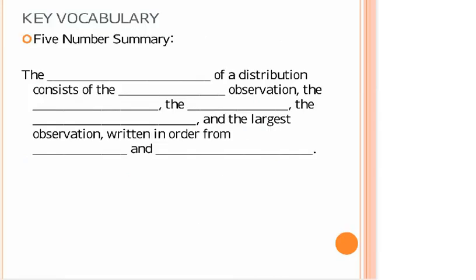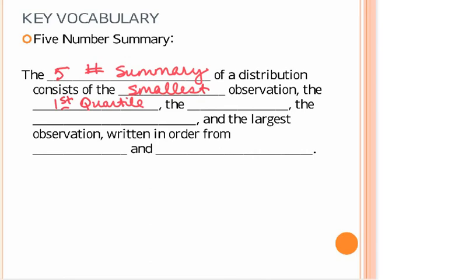All right, so we're going to talk about a 5-number summary. A 5-number summary is really nice. I'm doing it quickly because I need to eat dinner. The 5-number summary of a distribution consists of the smallest observation, the first quartile. Get it? Quartiles, quarters, 25% of the data.